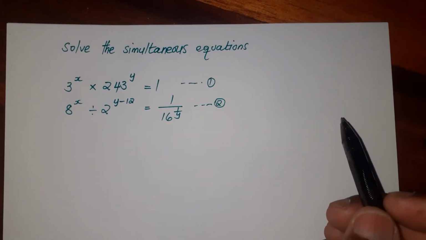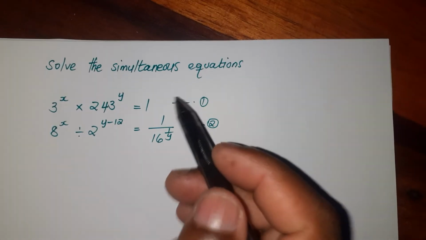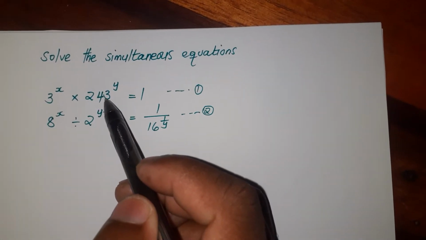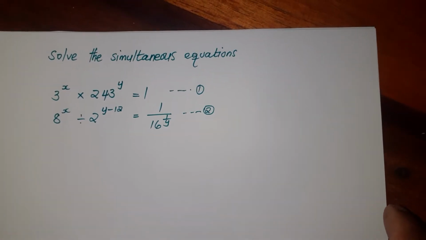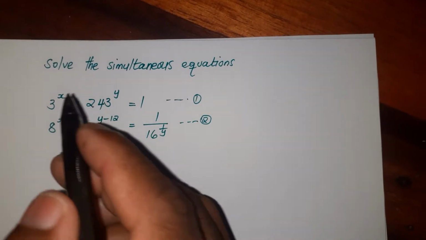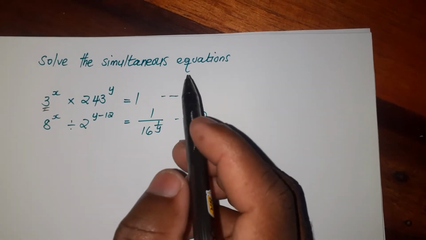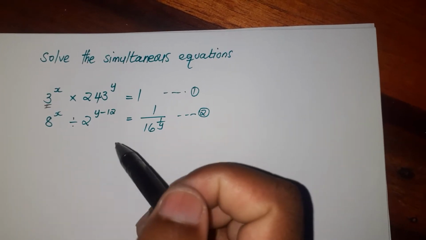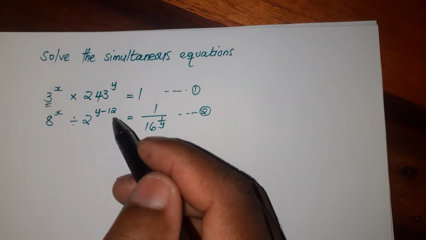Now here, what we are going to do, we are given that 3 to the power x times 243 to the power y equals 1. Now, what we can see here, we have this number with a base of 3. It means we have to write 243 as a power, making sure that the base is 3.